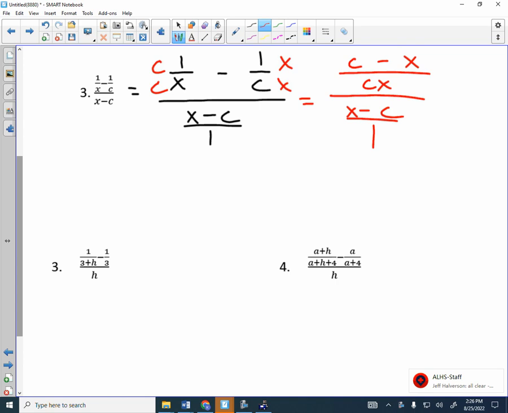What's the next step? Multiply by the reciprocal: c minus x over cx times 1 over x minus c. Can I cross off the c minus x and the x minus c? I can't. What could I do to make them look the same? Factor out a negative 1. If I factor out a negative 1 from c minus x, the negative x turns into a positive x, and the positive c turns into a negative c.